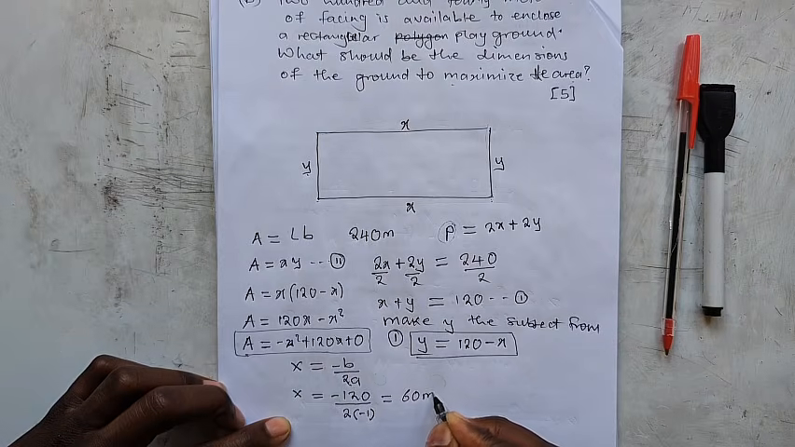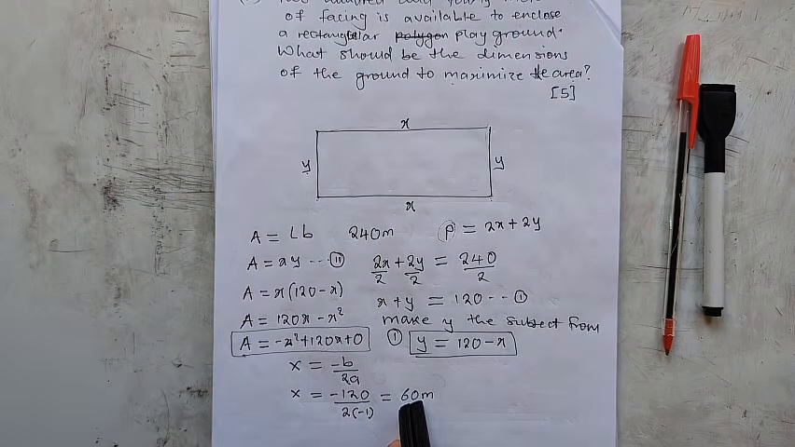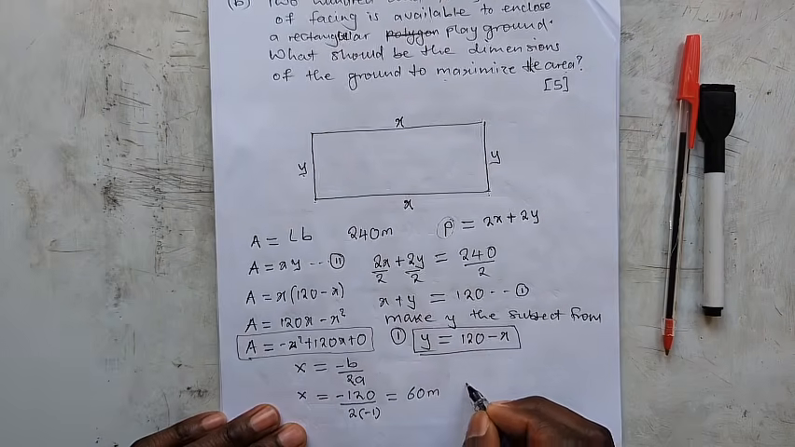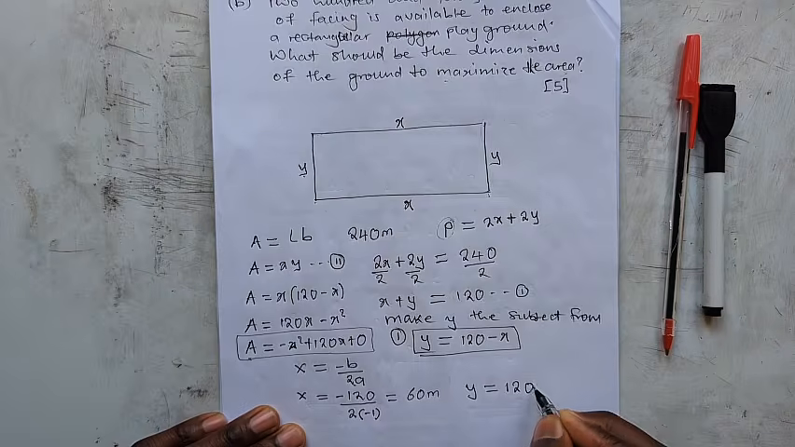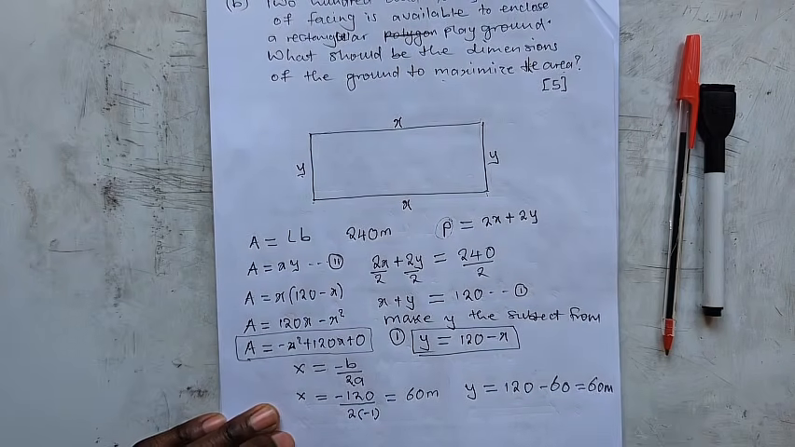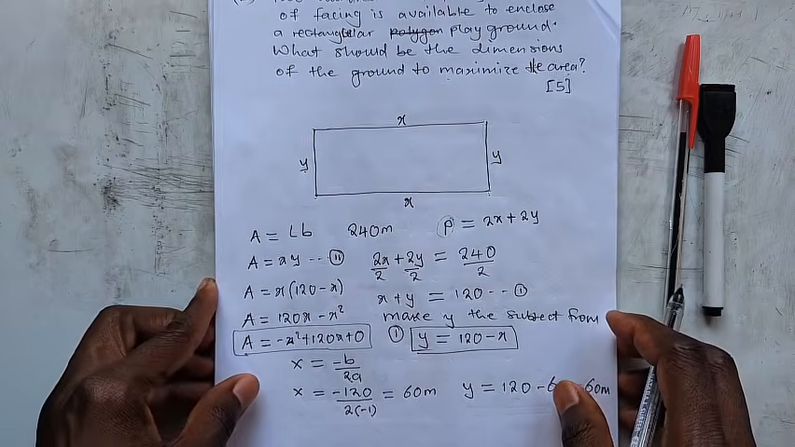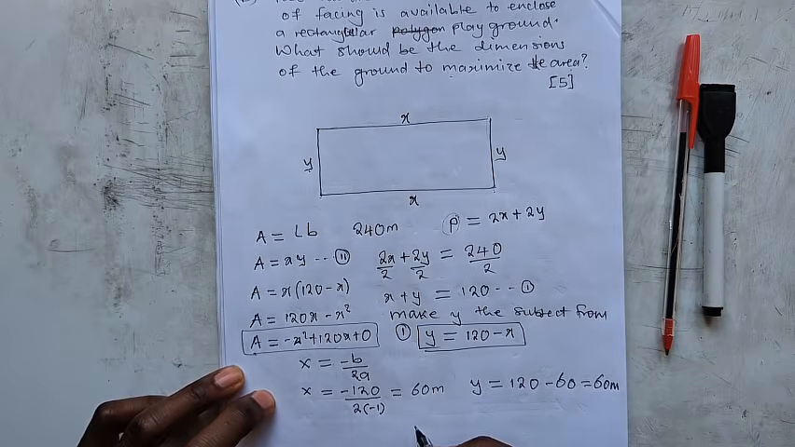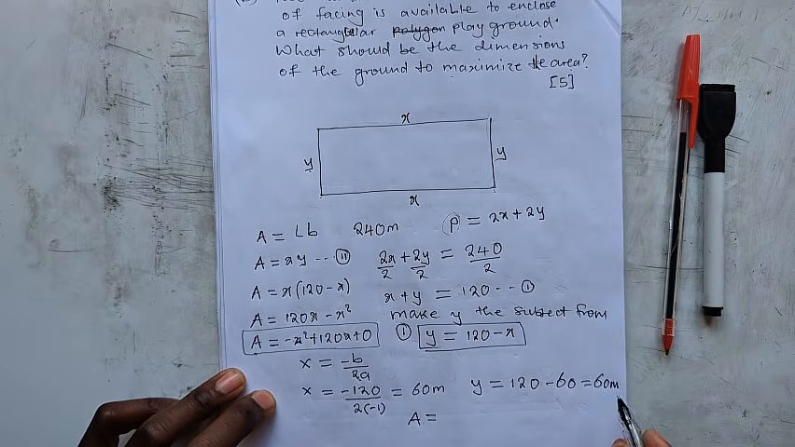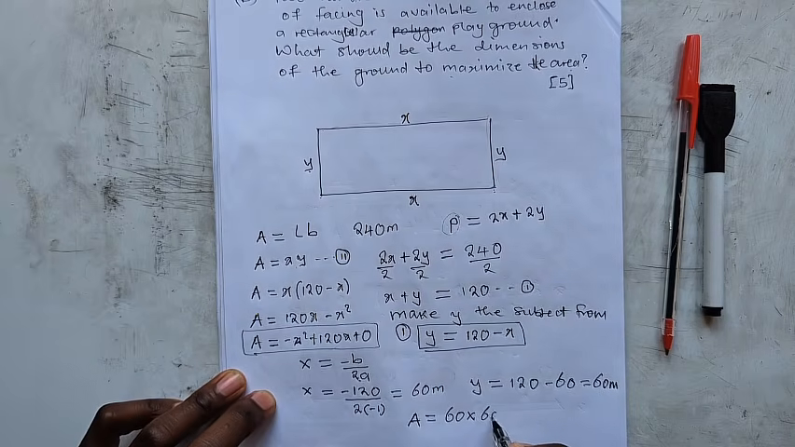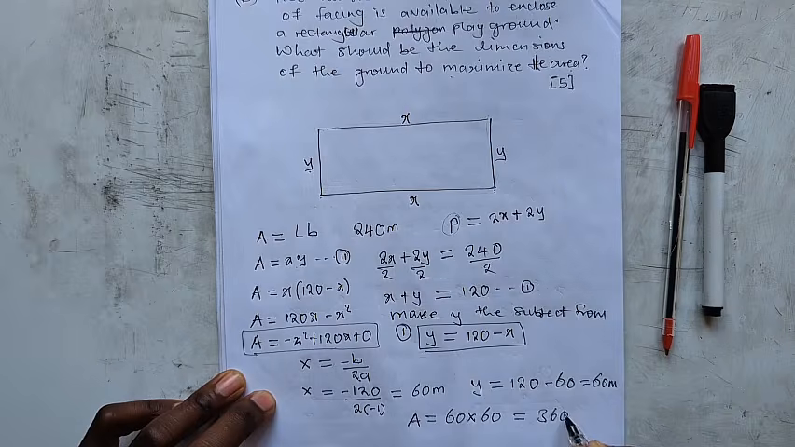This simply means we are getting 60 meters. So from here you can also get the value of y, whereby y is equal to 120 minus x. So y is equal to 120 minus 60. This is also giving us 60 meters. So don't worry about those dimensions being the same. This is exactly what you're supposed to do. And for you to maximize the area, you just have to say our area is the one here, 60 multiplied by 60. This is going to be 3600 meters squared.